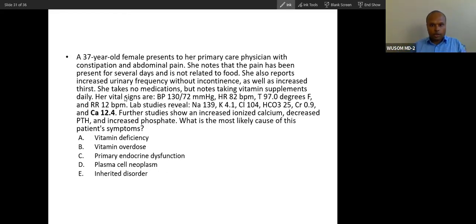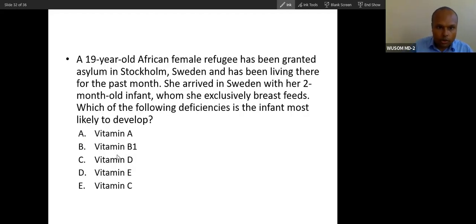So can you solve this question? A female presents with constipation, abdominal pain. There is hypercalcemia. What is the most likely cause of this presenting symptom? Hypercalcemia is related to vitamin overdose, vitamin D overdose. So you can go through this question.